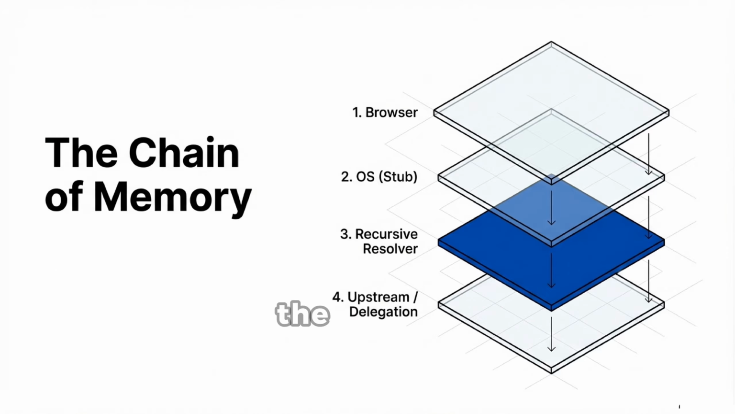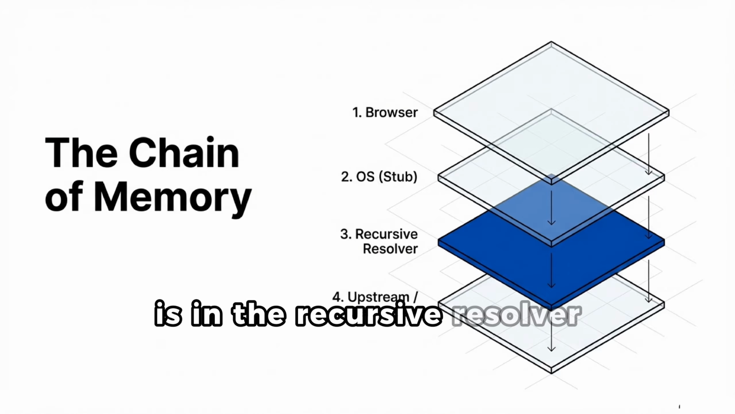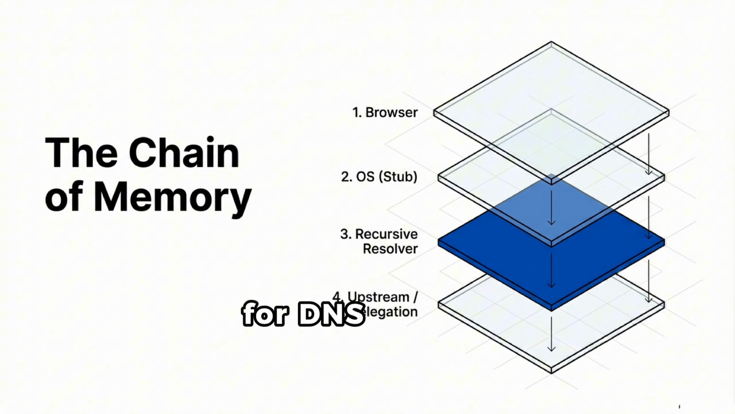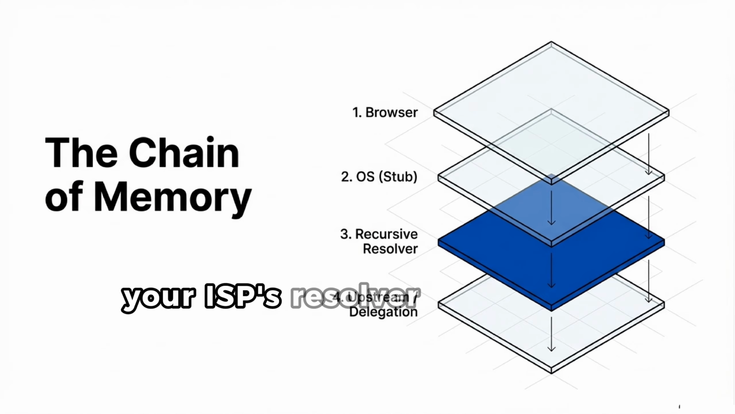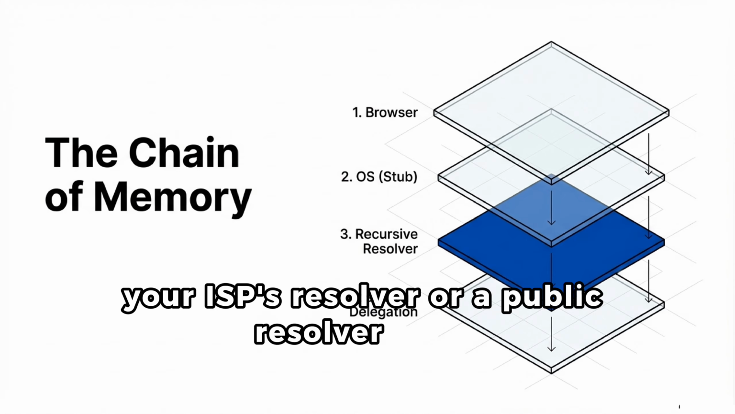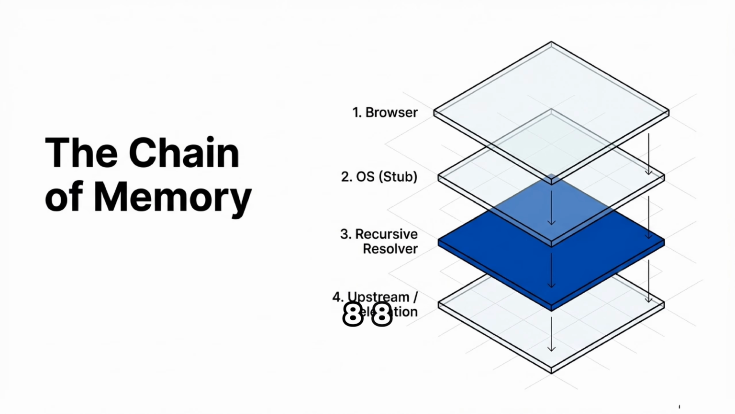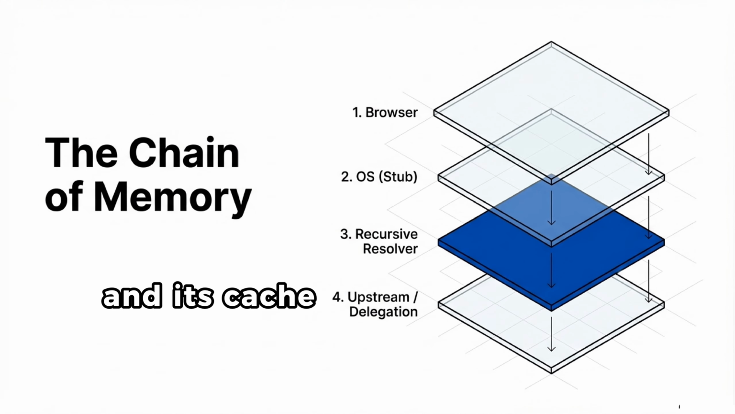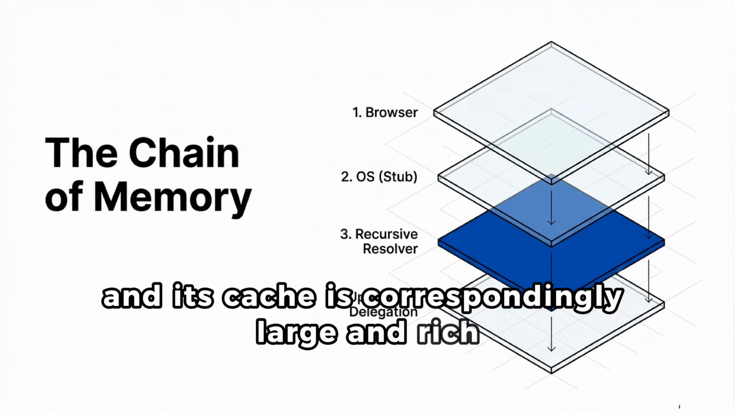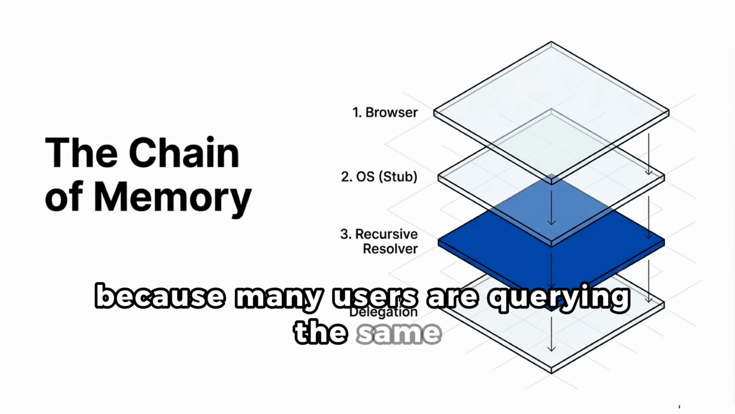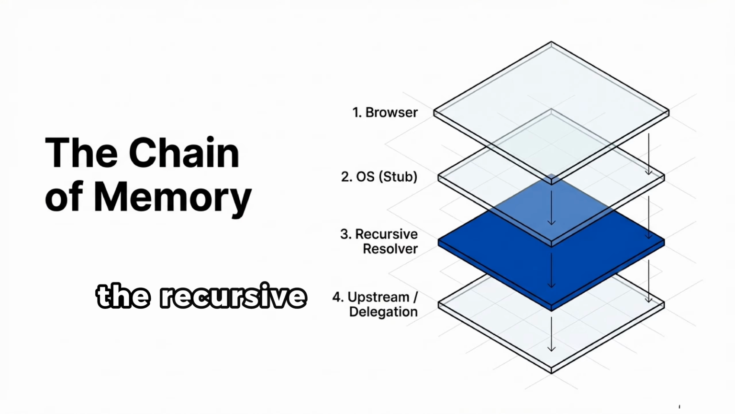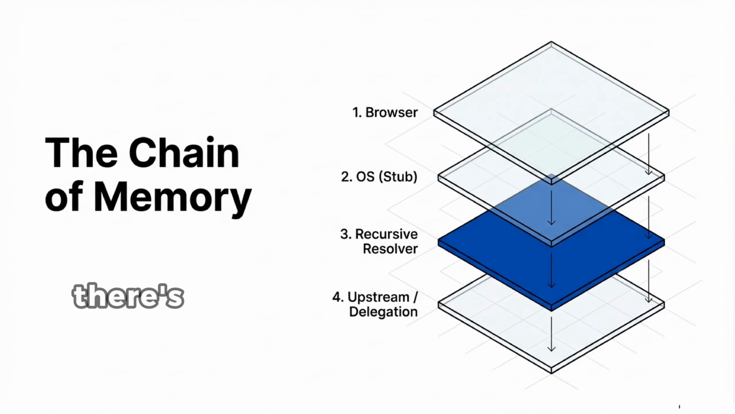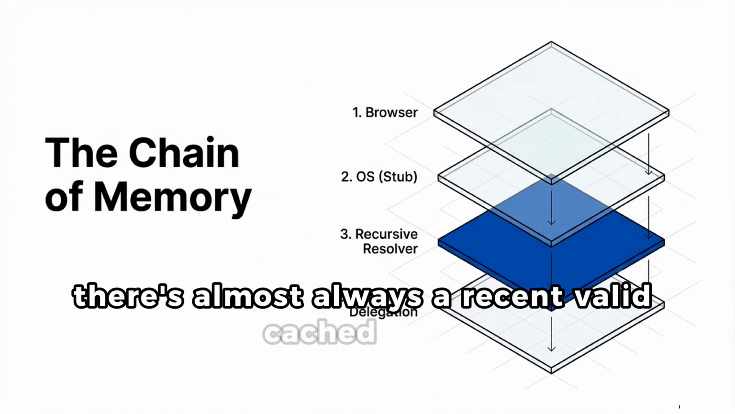The third cache, the big one, is in the recursive resolver. This is the server your OS is configured to consult for DNS queries. Your ISP's resolver, or a public resolver like 8.8.8.8, handles queries from potentially millions of users, and its cache is correspondingly large and rich. Because many users are querying the same popular domains, the recursive resolver's cache for high-traffic names is almost always warm. There's almost always a recent, valid cached entry.